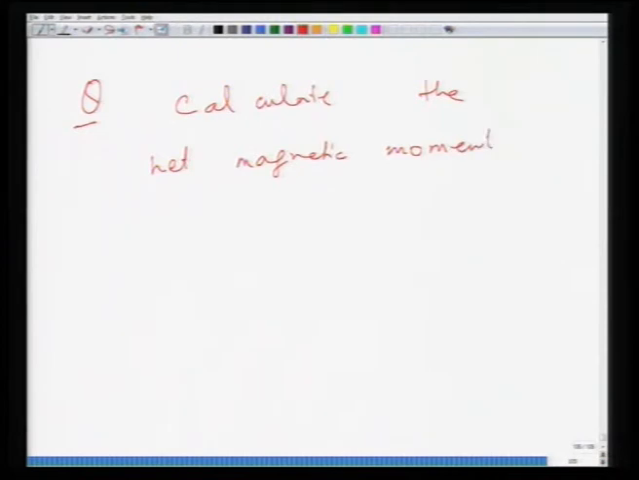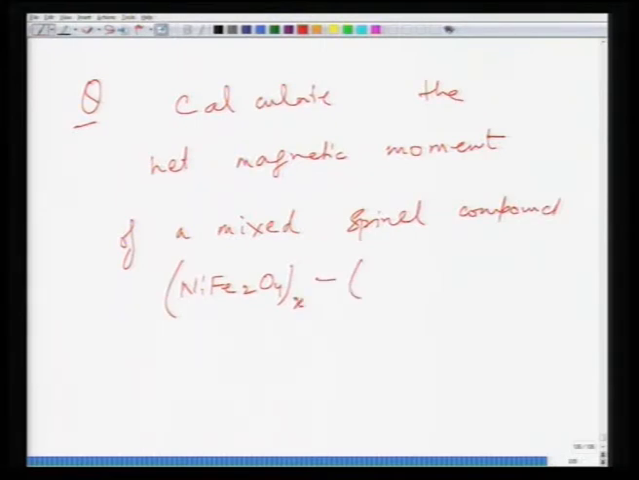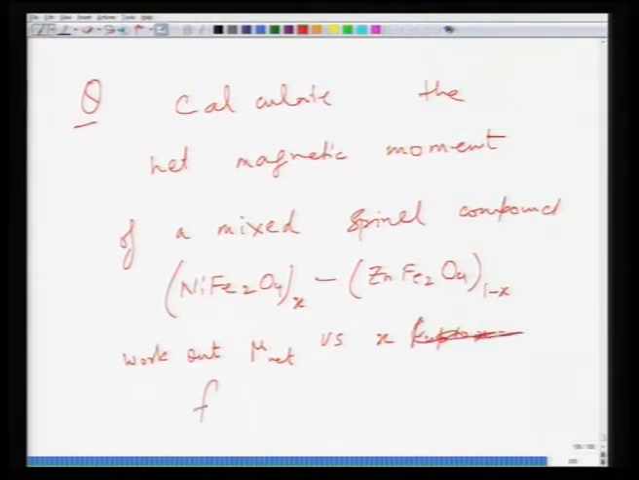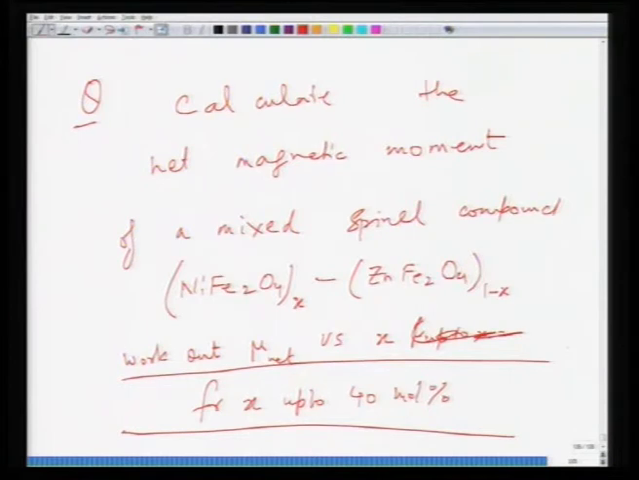Essentially, what I'm going to ask you is to calculate the net magnetic moment of a mixed spinel compound, which is NiFe2O4 x, ZnFe2O4 1 minus x, where x... work out mu net versus x for x up to 40 mole percent. So you can do it at home.